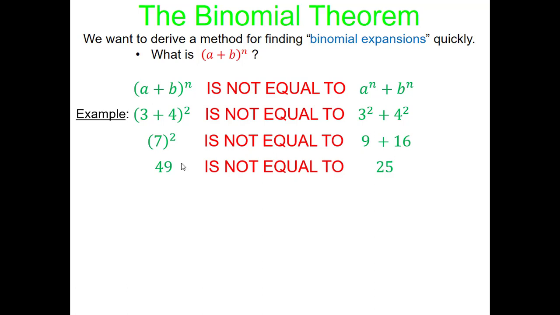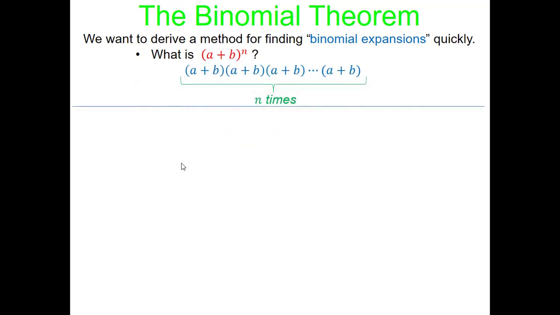So what exactly is a plus b to the power of n? Well, it's a plus b times itself n times. So a plus b times a plus b times a plus b, and so on. So why don't we take a look at the first few expansions to see a pattern that starts to emerge.